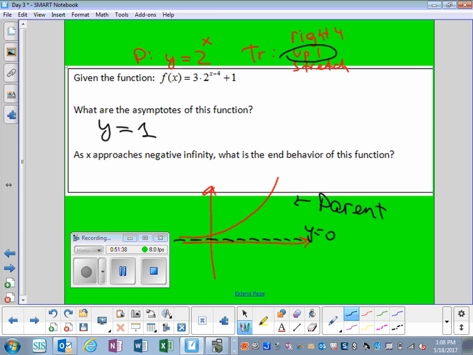Very good. And as x approaches negative infinity, what is the end behavior of this function? It will come to the asymptote, right? Oh, sorry. It will be 1. So f of x equals 1.